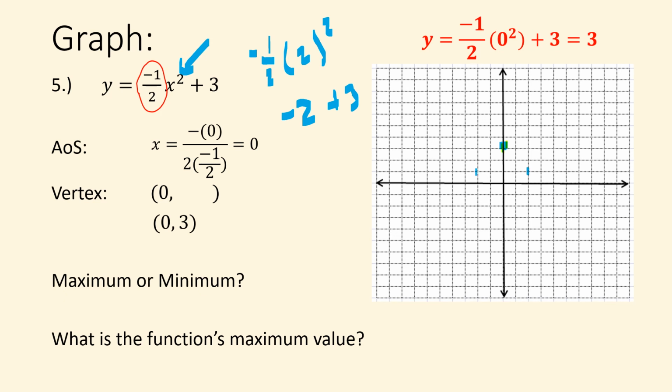Just mirror it on the other side of my axis of symmetry, which is right on the y-axis. That's really enough to draw my graph. I could always plug in another one. Say I plugged in 4, I get 16. Negative 1/2 times 16 is -8, plus 3 would be -5. So at 4, I get -5. Put another one over there.